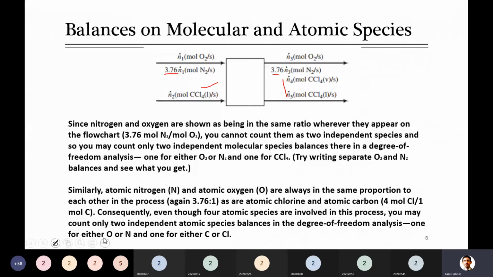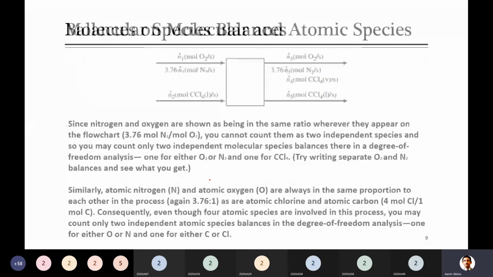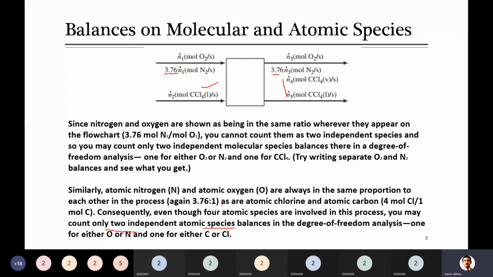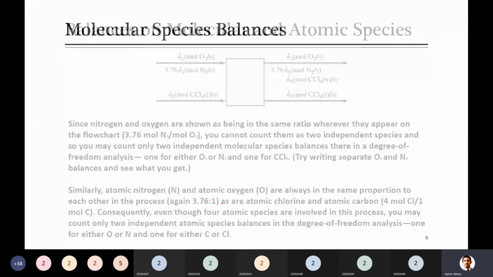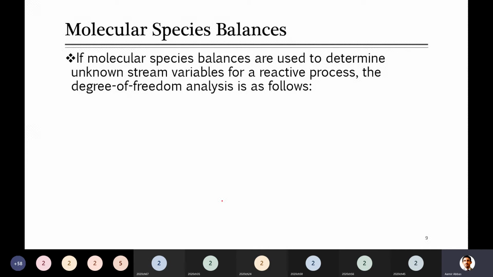So we will select either the oxygen or the nitrogen equation, and then carbon or chlorine, because carbon and chlorine are dependent on each other, and oxygen and nitrogen are also dependent. Let me jump to the next stuff. Please write the equations. I think you can now very easily write the equations for all these four elements, and then try to figure out that there are four equations, but two are independent. You have to take care of this when you are going to solve these problems.